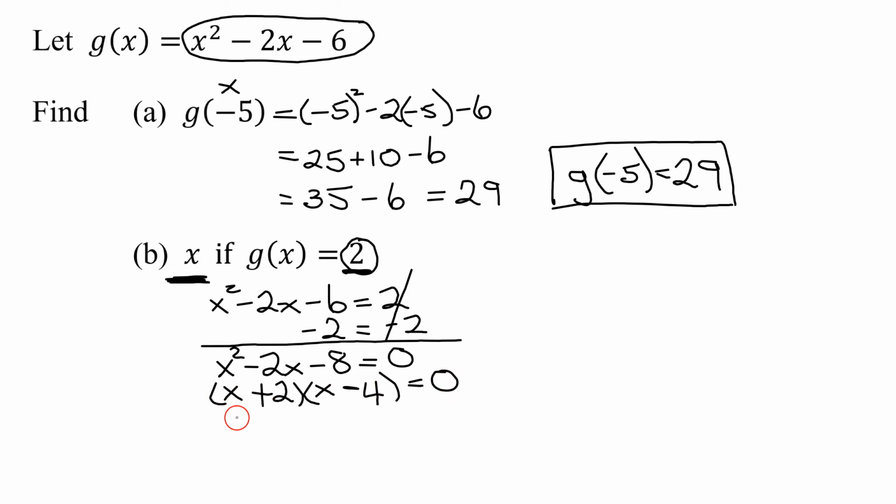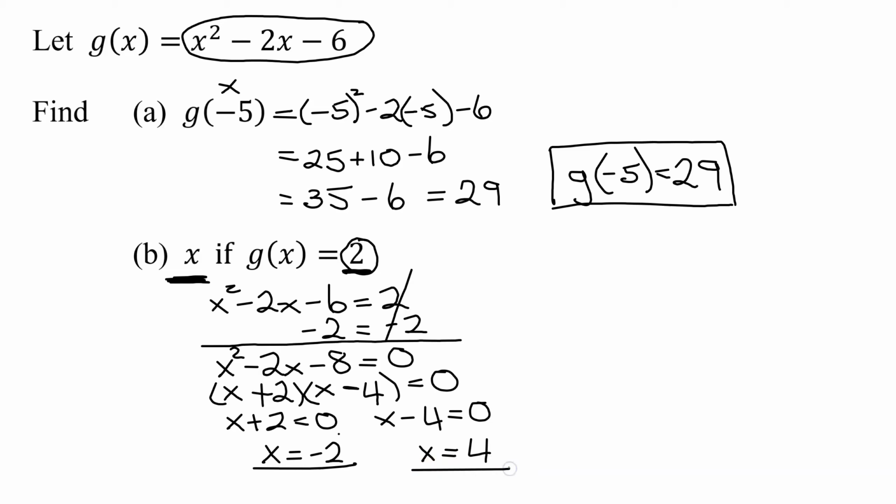2 factors multiplied together equals 0. Set them each equal to 0. And then I have 2 linear equations here. So I have x plus 2 equals 0. Subtract 2 from both sides. I get x equals negative 2. And on the second one, x minus 4 equals 0. Add 4 to both sides. I get x equals 4.